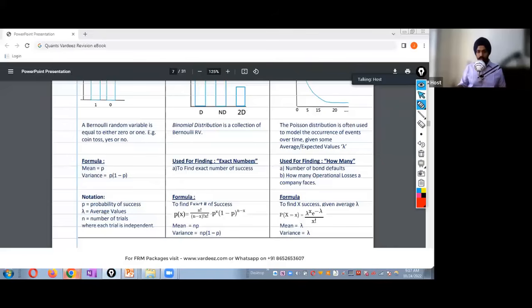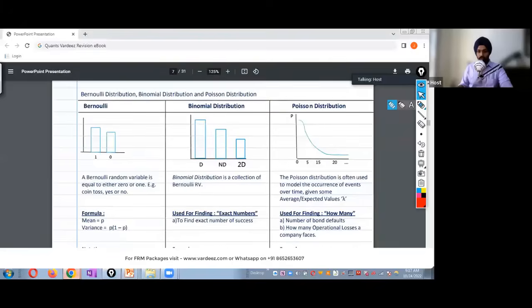What about the Poisson distribution? When do we use this kind of distribution? A Poisson distribution is often used to model the occurrence of events over some period of time, given some average or expected value lambda. Make sure that you know it.